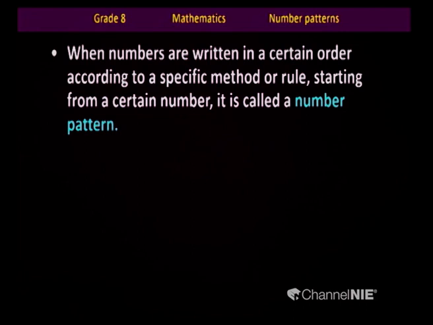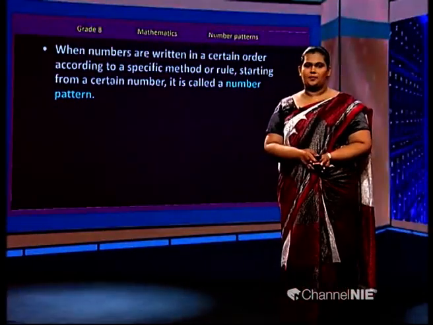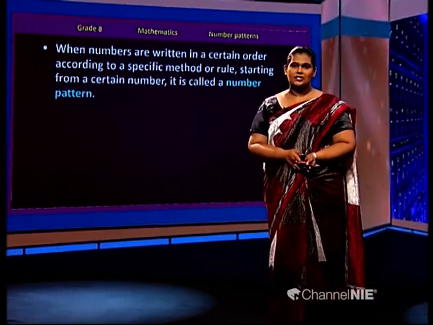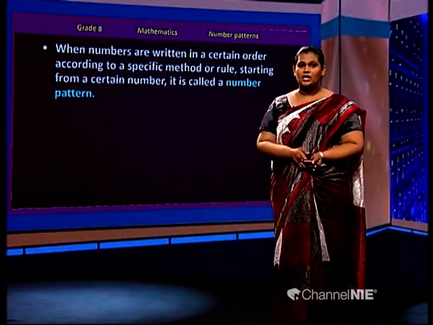Now, we will have a look at this one. When we are writing a sequence of numbers in a certain order, it may be the ascending order or the descending order. So, when numbers are written in a certain order according to a specific method or specific rule, starting from a certain number, that is called a number pattern. So, we should have a specific order, that may be the ascending order or the descending order, and we should write the number sequence according to a specific method or a rule.